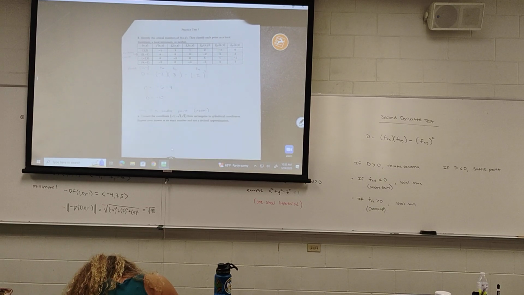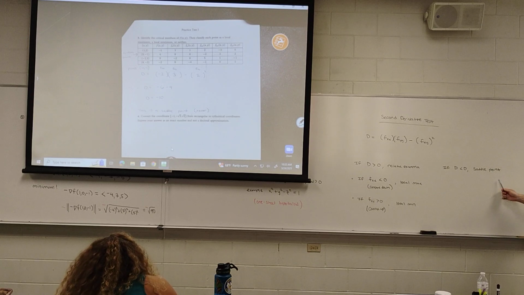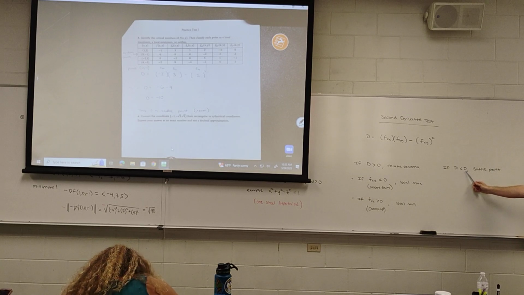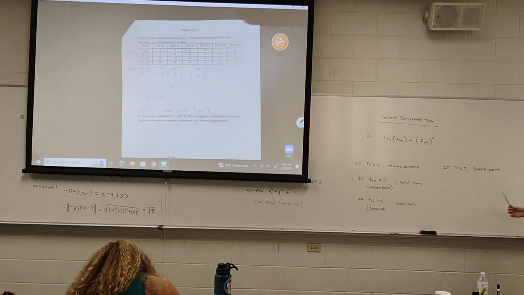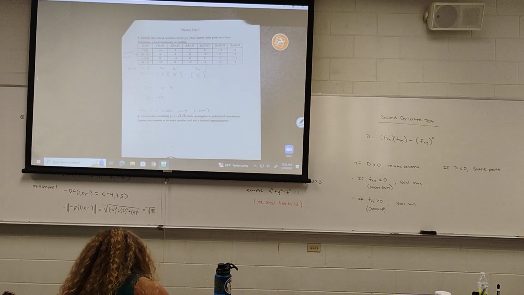So going back over to my reference sheet, that's on my page of notes that I'm allowed. I got a negative number. If your discriminant is negative, that's neither a local max nor a min. That is our saddle point.